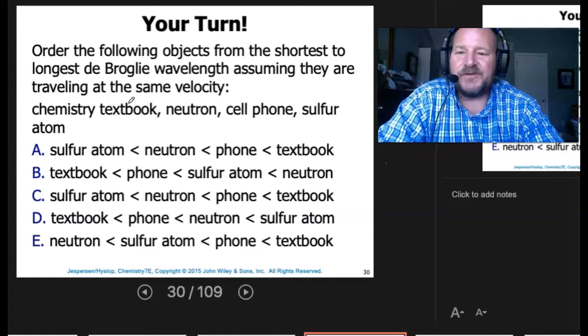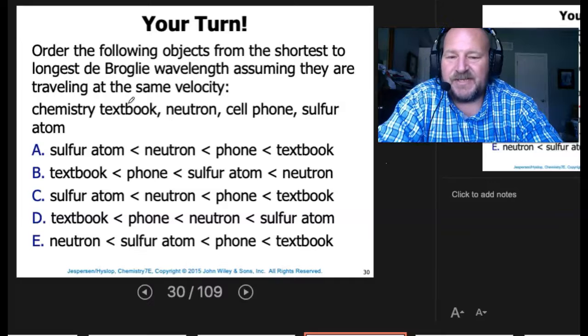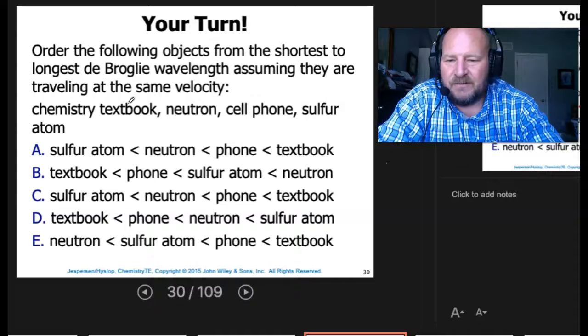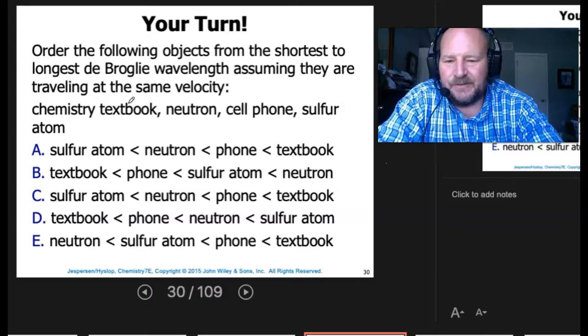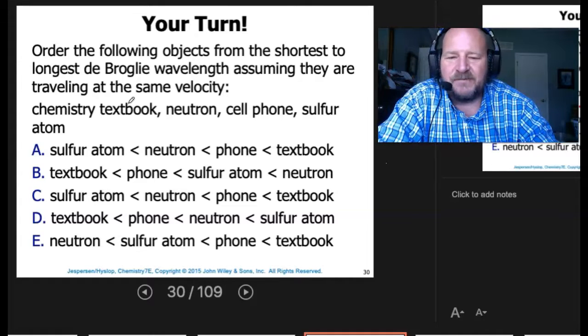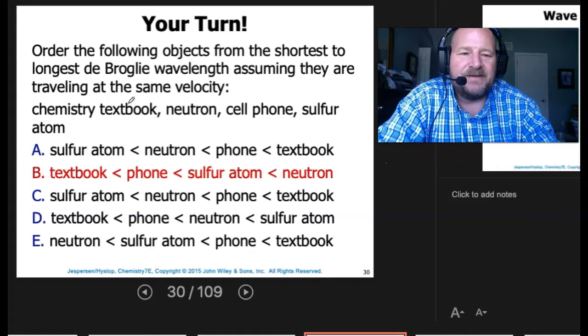All right, so we want the shortest to longest wavelength. The chemistry textbook, the neutron, the cell phone, or a sulfur atom. Since cell phone isn't one of the first things, we know it's going to be the textbook. Then it's going to be phone, and then a neutron or a sulfur atom, right? The whole atom, right? So it's going to be B.